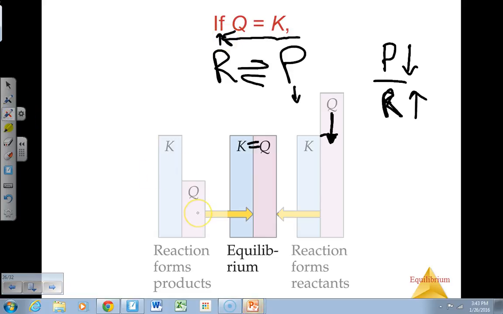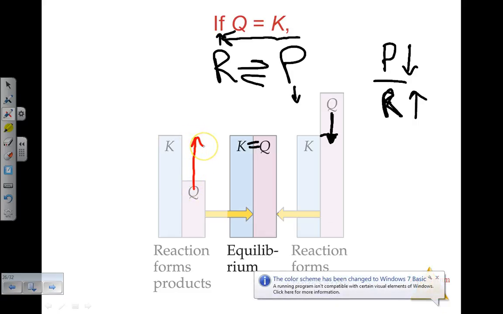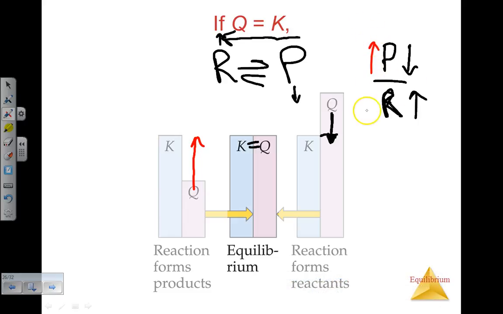Now let me switch colors. What if Q is less than K? I'm not trying to insult your intelligence, but I just want to step through it. Q needs to increase. If Q needs to increase, the only way to do that is by increasing the numerator and decreasing the denominator. The numerator in this case is products, so the reaction is going to shift to the right. And that's what this graphic shows. See, it shows the little shift to the right.